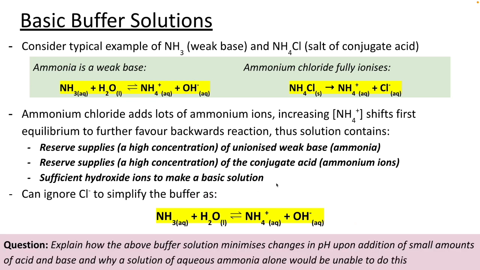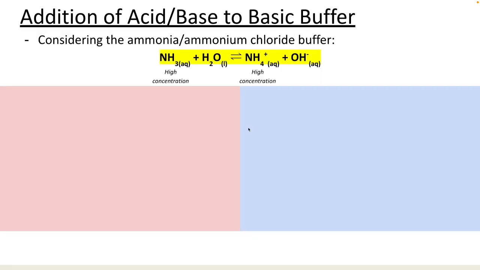Here's a question. Why don't you give a go at seeing if you can explain how a buffer solution minimizes the changes in pH upon additions of small amounts of acids and base. Not dissimilar to last time. Think in terms of that equilibrium position, what our reserve supplies are doing, how that could buffer our pH in the basic region. And then why a solution of aqueous ammonia alone is unable to achieve this.